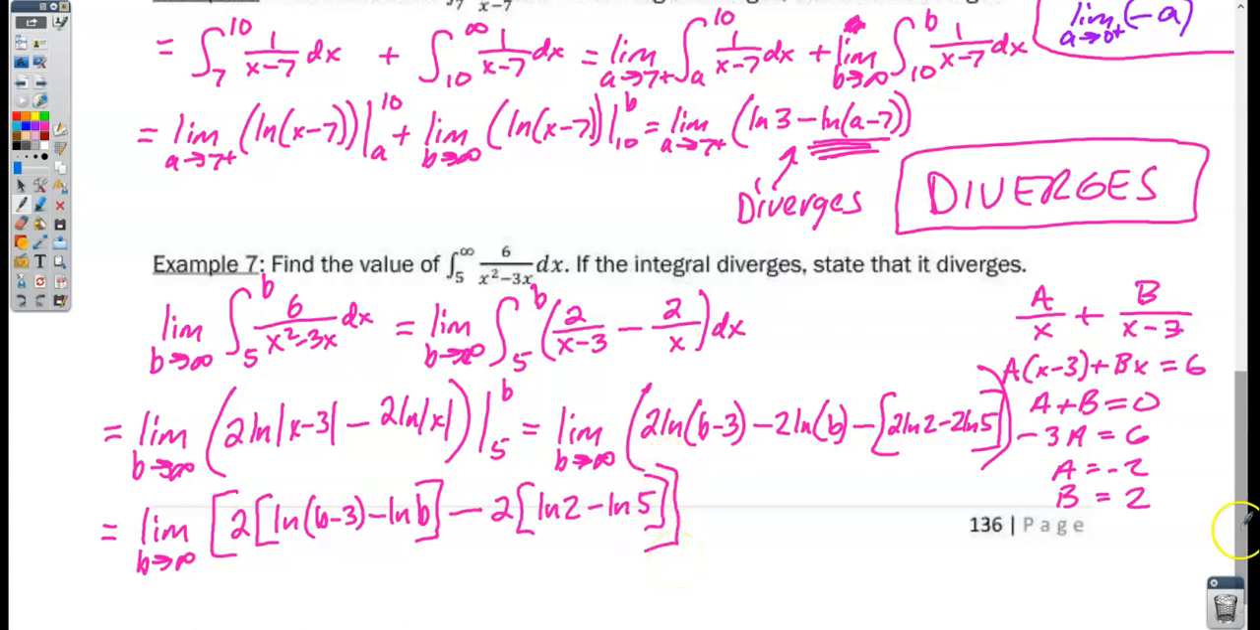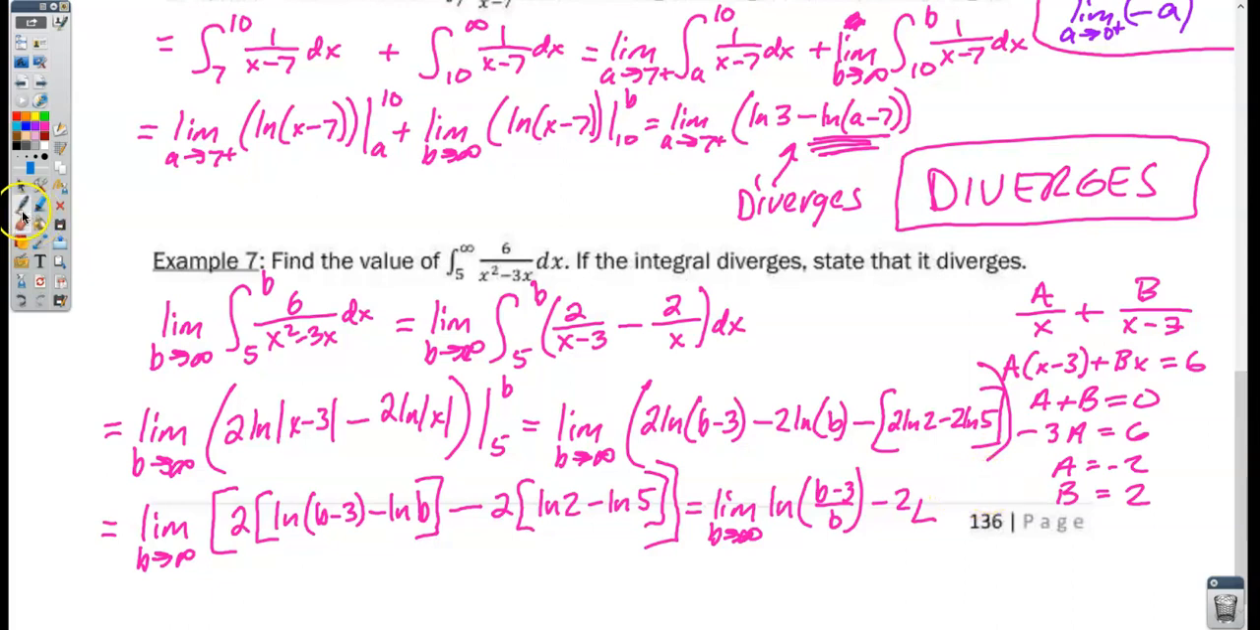Okay, almost finished here. And now I can take these two natural logs right here and combine them into a single natural log. It's the natural log of the quantity b minus 3 over b. I'm going to use some logarithm properties here. The natural log of 2 minus the natural log of 5 is the natural log of 2 over 5. I'm going to go ahead and do that as well.